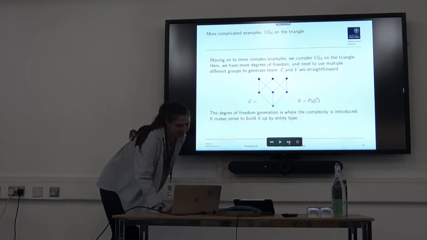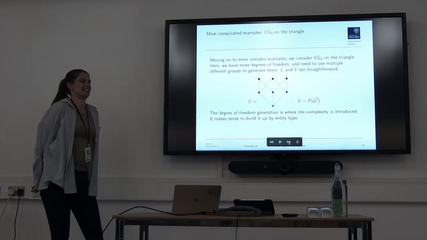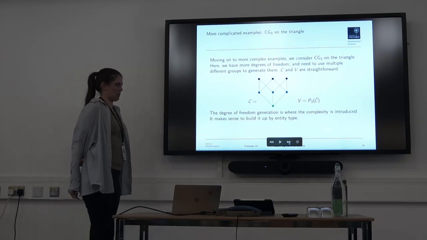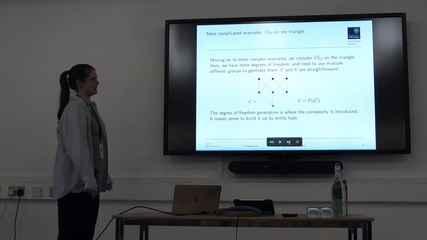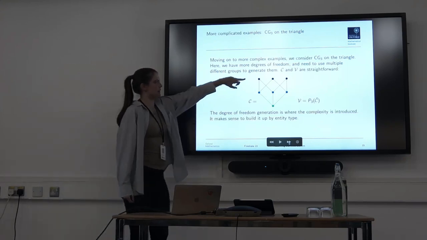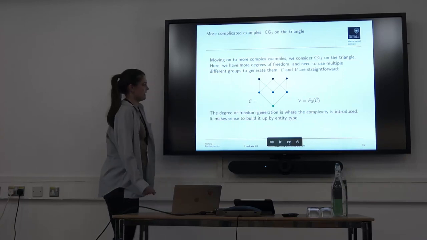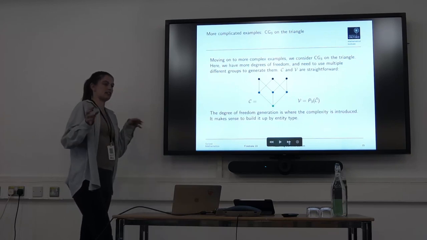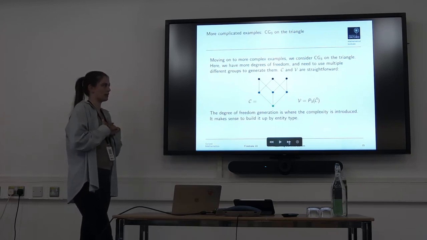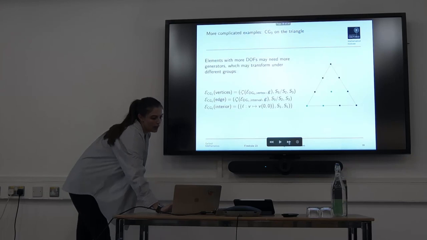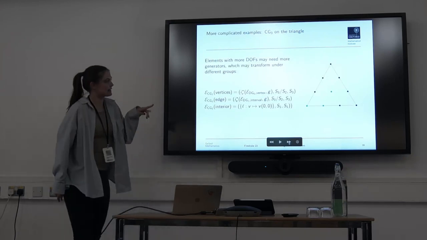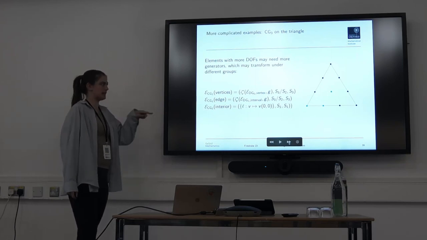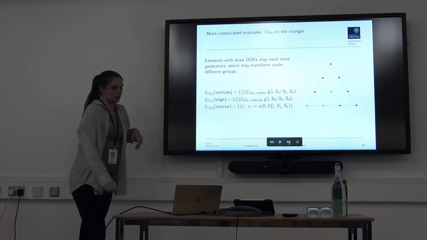Yeah. So now things get a bit more complicated if we want to do something on the triangle. So for example, we're going to go through CG3 fairly speedily. This is the Hasse diagram. You've got the vertices, edges, and the cell. And then we're going to build up using three tuples by entity type. So those associated with the vertices, those associated with the edges, and the one associated with the cell itself. So those are the three. Highlighted in light blue are the generators that we'll use, one for each of these tuples.